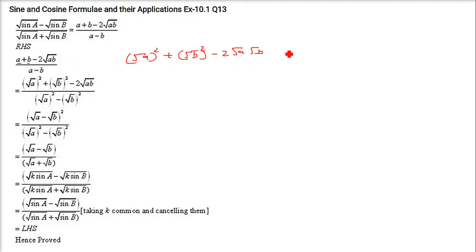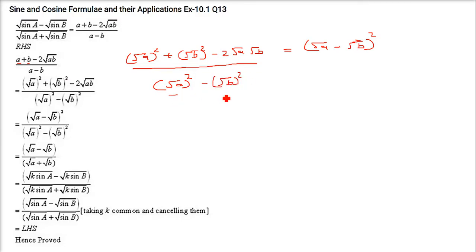Now here this numerator will become under root a minus under root b whole square, right? So this is under root a minus under root b whole square. In the denominator we can write this as root a square as a, and this as root b square. Now this is the formula of x square minus y square, that is, you can write it as x minus y, x plus y, that is root a minus root b and root a plus root b. So you can cancel one of these, and root a minus root b by root a plus root b will come.